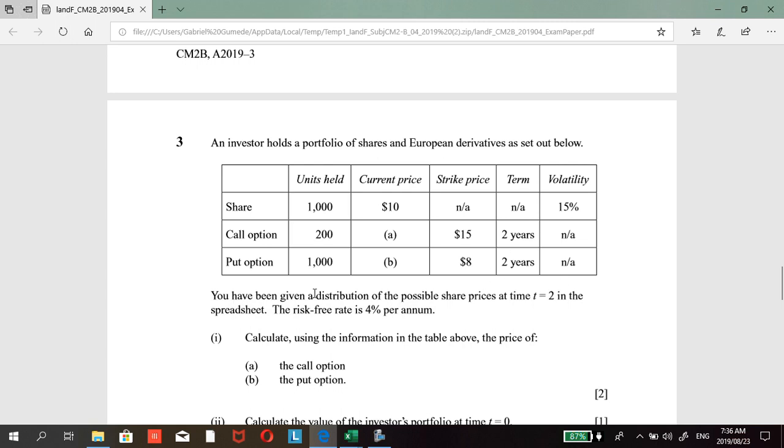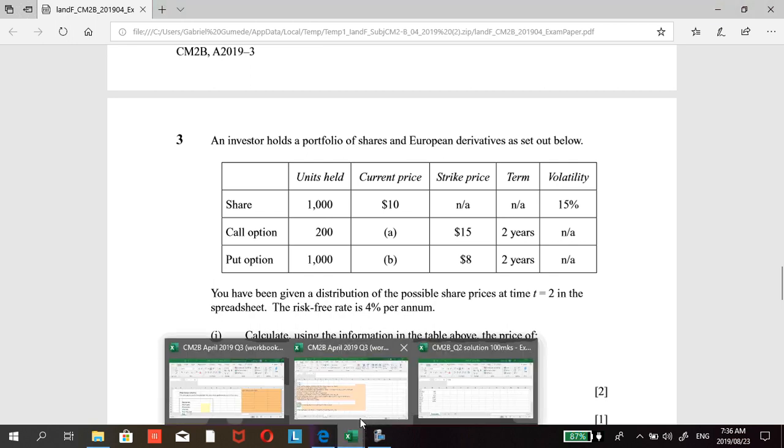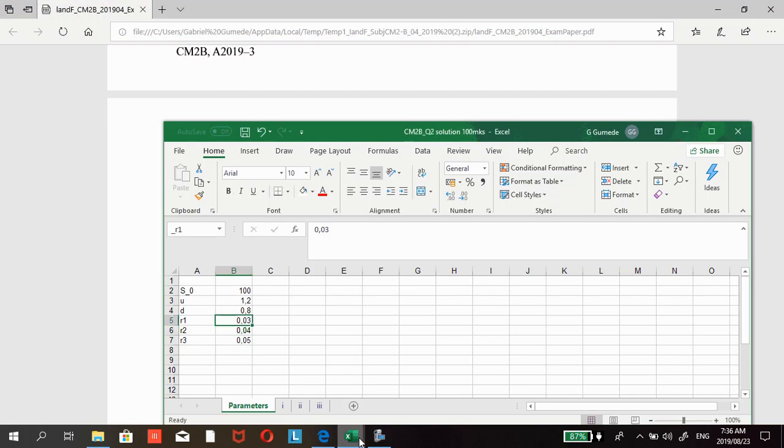Now they're saying we have been given a distribution of possible share prices at time t equals 2 in the spreadsheet. The risk-free rate is 4%. Now they say calculate, using the information in the table above, the price of the call option and the put option. So what am I going to have there?